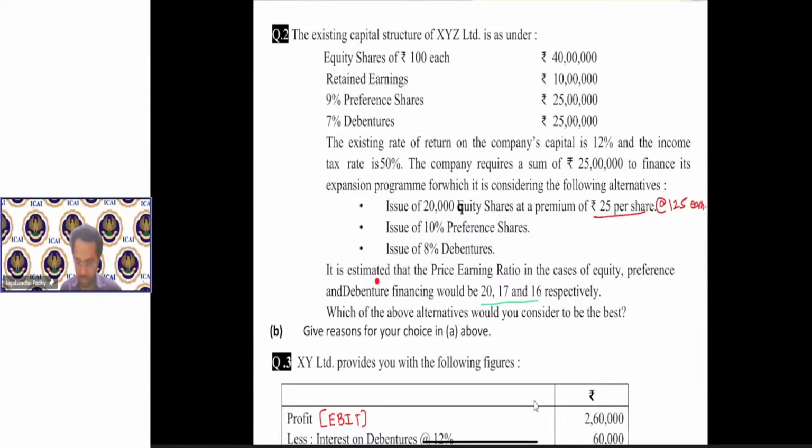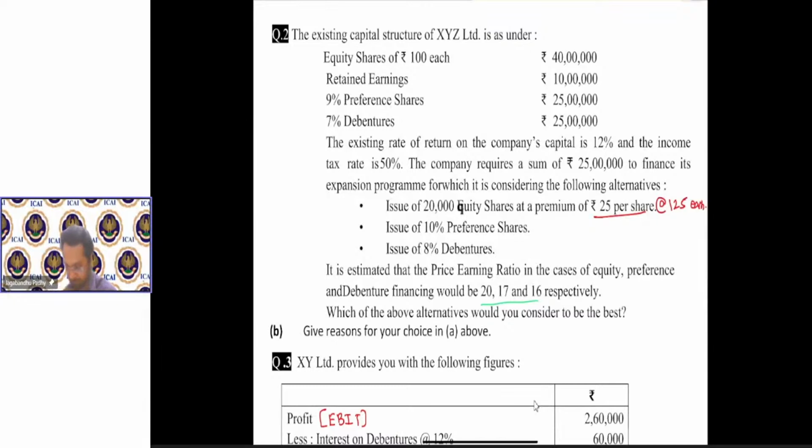It is estimated that the price earning ratio in case of equity, preference, and debenture financing would be 20, 17, and 16 respectively. So the P/E ratio is given. What's the criteria for choosing the plan? It's going to be the MPS, right? Which of the above alternatives would you consider to be the best, and give reason for your choice. So we have to decide which plan is to be chosen based on the given numbers.